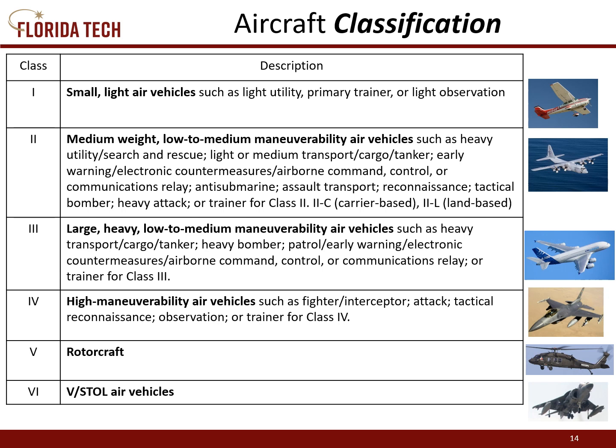Class 3 is large, heavy, low to medium maneuverability air vehicles, such as heavy transport, cargo, tanker, heavy bomber, patrol, early warning, electronic countermeasures, airborne command and control and communications relay, or any trainer for Class 3 aircraft. This is where large transport aircraft, think of Airbus A380, 747, basic airliners, would be Class 3. The next class is 4, which is high maneuverability air vehicles such as fighter, interceptor, attack, tactical reconnaissance, observation, or any trainer for Class 4. This is where F-22, F-35, F-16, any kind of fighter aircraft, F-18 for the Navy, would fall under Class 4. Class 5 are rotorcraft, and Class 6 are vertical or short takeoff and landing air vehicles.